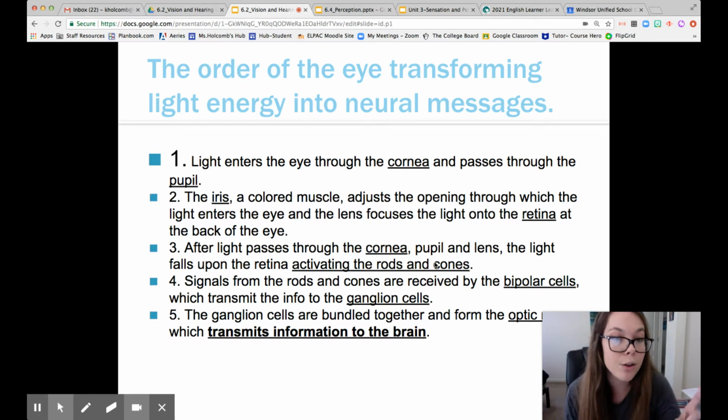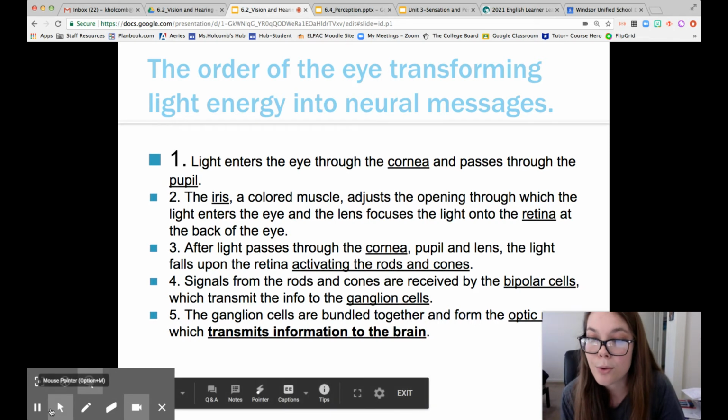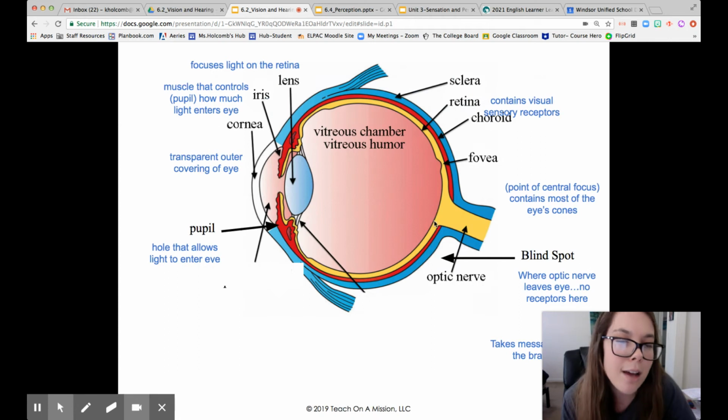After it activates the rods and cones in the back of your eye, the signal from the rods and cones is received by the bipolar cells, which transmit it to the ganglion cells. Bipolar cells are within your eye, and the ganglion cells are what make up the optic nerve. So the optic nerve, let's go back real quick. I know this is kind of a lot to explain. This optic nerve is made up of ganglion cells, and this optic nerve is the translator.